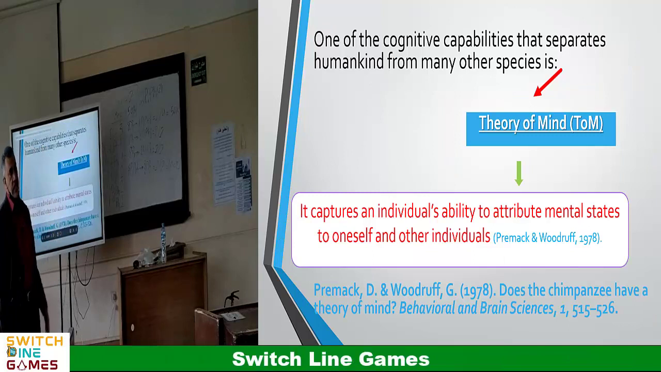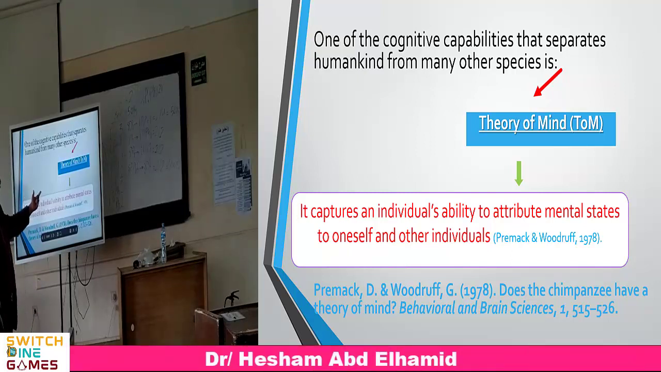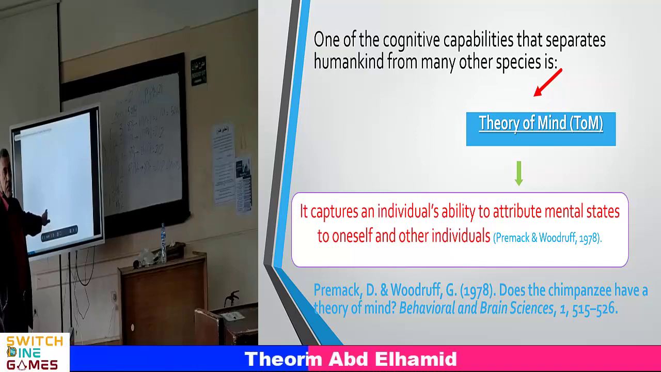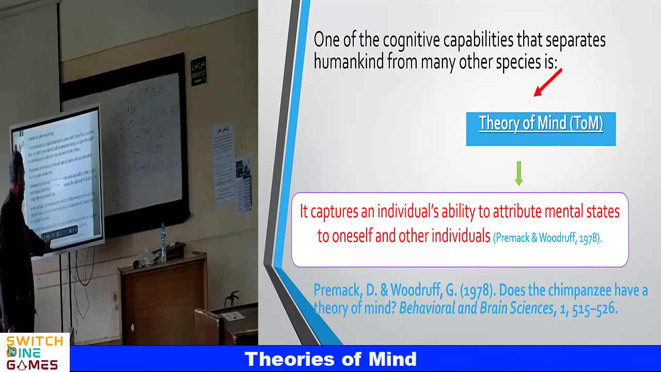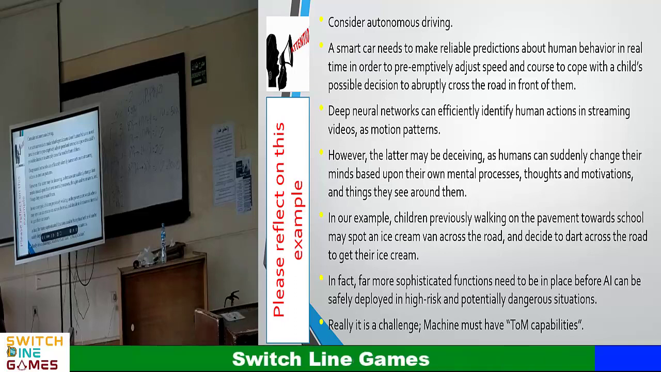The definition of theory of mind: it captures an individual's ability to attribute mental states to oneself and to other individuals. And I already showed you a test for theory of mind. Do you remember the Sally-Anne test? So we have an argument or an issue, as we said before.